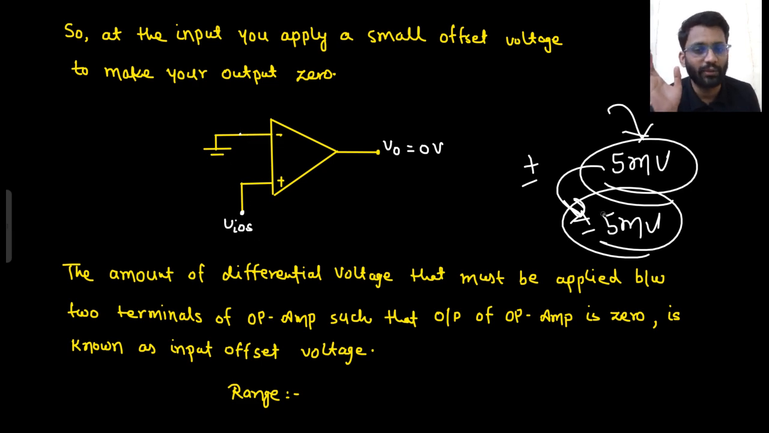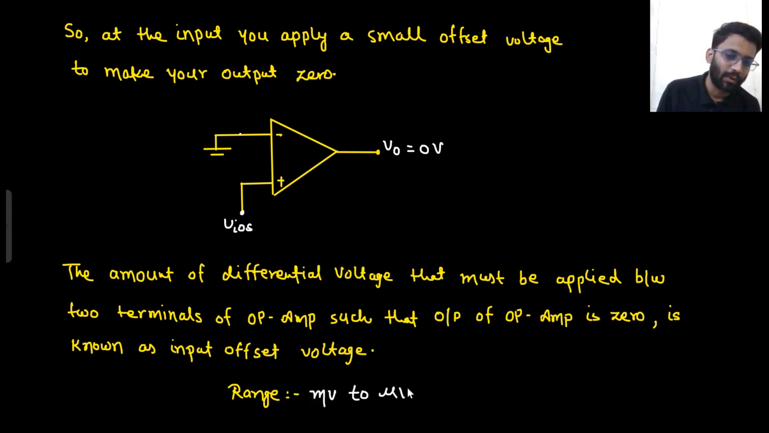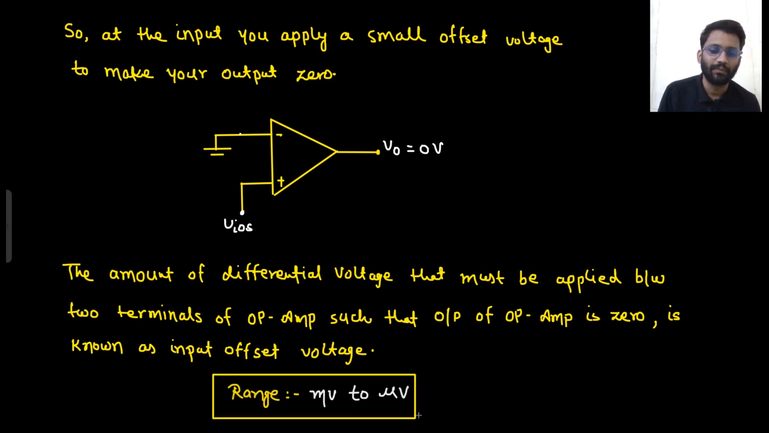So ideally, I should expect that my output voltage should be 0 if I am not applying any small signal input voltage, but still I get some small signal output voltage because of the mismatch in the DC bias provided to the transistors of the OpAmp. And to nullify that particular output voltage, I have to apply some small input voltage at the input side of the OpAmp, and that input voltage is known as input offset voltage. And the range of that input offset voltage is typically between millivolt to microvolt. So I hope this concept is crystal clear to you, right?